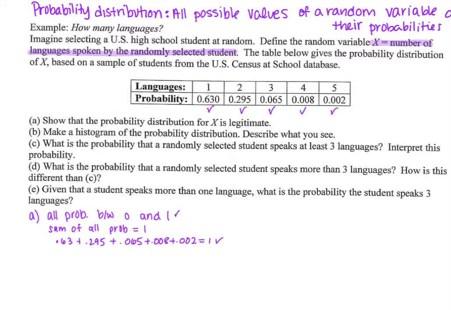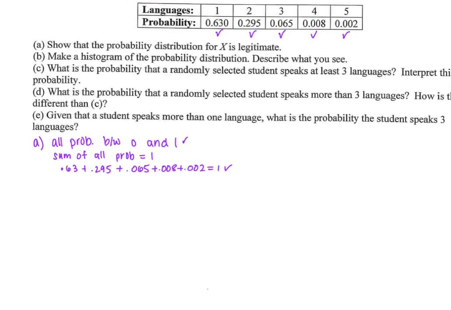Next, we're going to make a histogram that describes this probability. On the x-axis, I'm going to put x, my number of languages spoken. So they could speak 1 language, 2 languages, 3 languages, 4 languages, or 5 languages. And normally on a histogram, you would have a range of values. But since this is discrete, there's no in-between values, so you don't really have a range. So your tick marks are going to go in the middle of the bin or the box of your distribution.